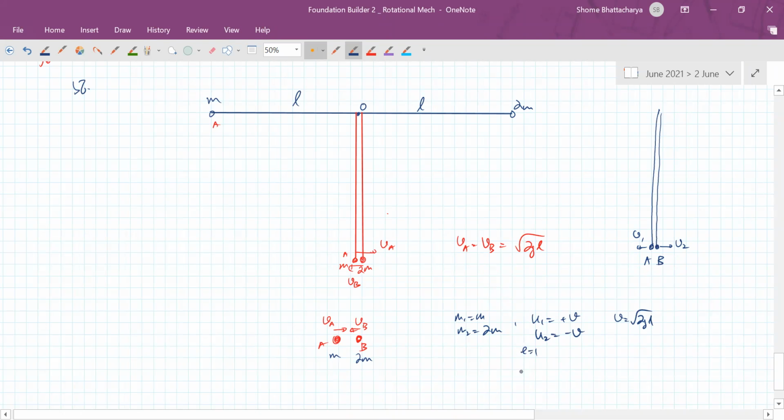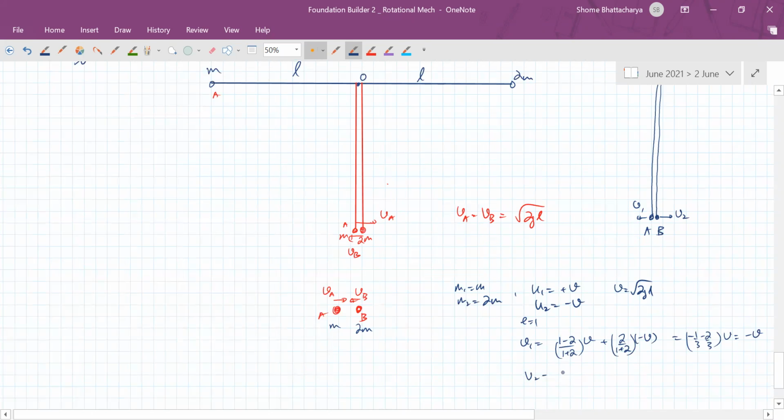So just after impact, v1 will become (m1 minus m2) upon (m1 plus m2) times u1, plus 2m2 upon (m1 plus m2) times u2. Oh, sorry, it is 2m2. So this is minus 1 by 3, minus 4 by 3. This is minus 5 by 3, so this will be a larger velocity.